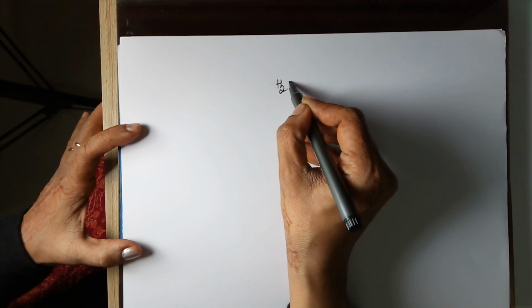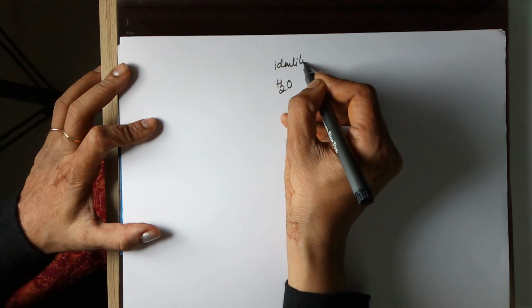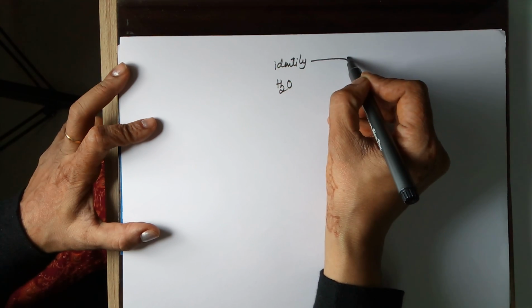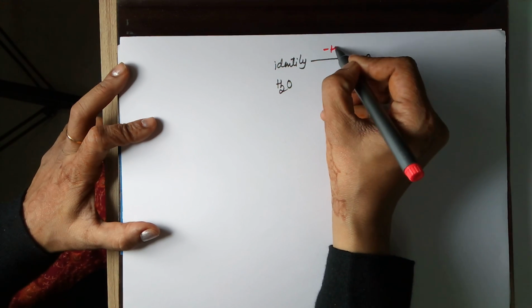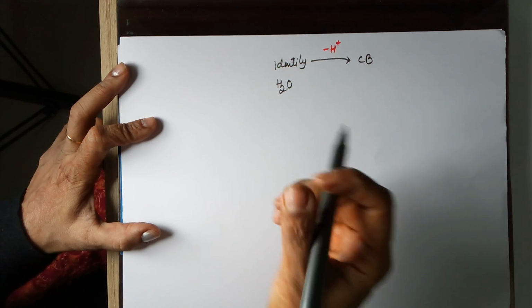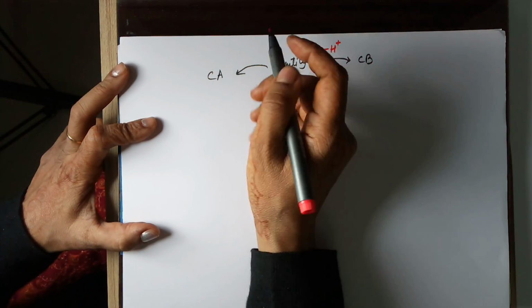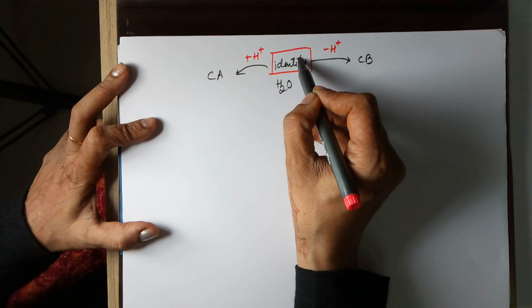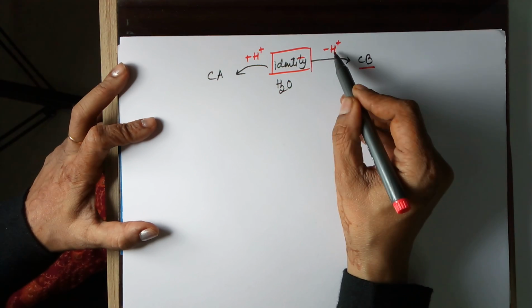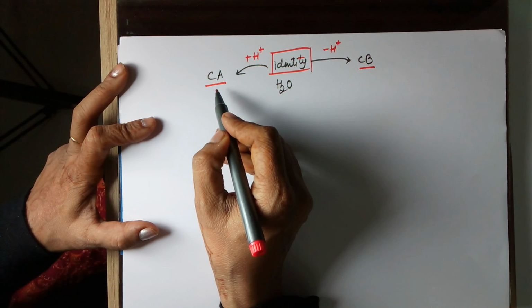Let me take identities of the type water. Any identity, if you want it to form a conjugate base, what do you need to do? You need to remove a proton. And when you want it to form a conjugate acid, you make it gain a proton. So your identity can transform into a conjugate base if you remove a proton, and into a conjugate acid if you give it a proton.